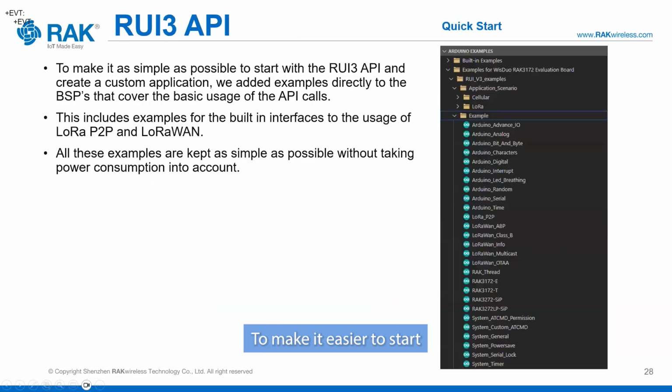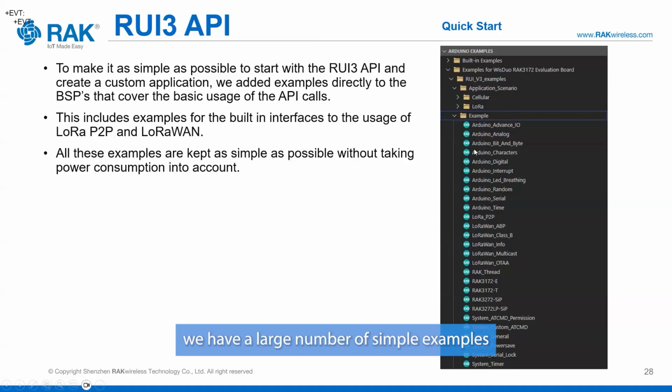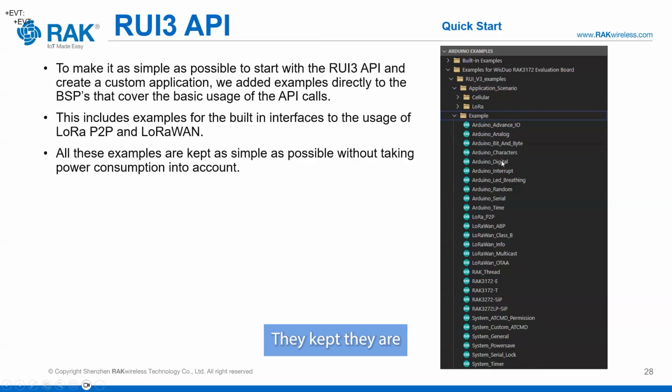To make it easier to start with our RUI3 API, with the board support packages, we have a large number of simple examples that just show how to use the API. They are intentionally kept simple, just to show different aspects of how to use our RUI3 API and how the different function calls work. So this is like the quick start step into the RUI3 API.